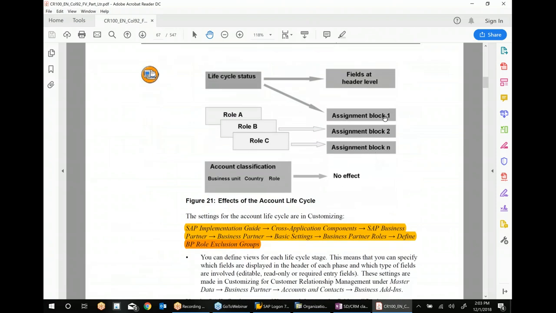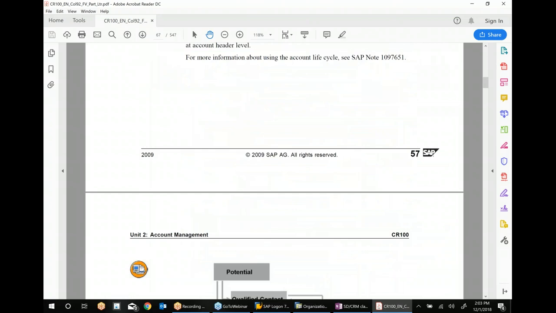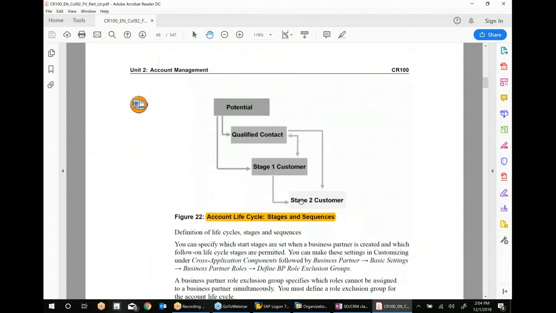You can also define assignment blocks. Okay. Assignment blocks. Assignment block basically means what kind of role is assigned and what kind of role is blocked. So for example, if somebody is my ex customer, we cannot provide service. Somebody is my prospect, I cannot create a delivery. So based upon the role, what kind of stage that person is, we can define what kind of role this customer can play. Okay. Effect of the account lifecycle, you go to different stages: consequences, potential, qualified contact, customer stage one, customer stage two.